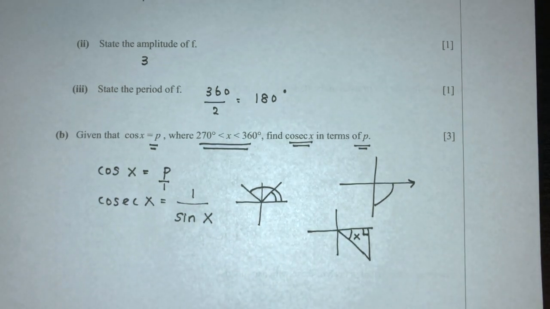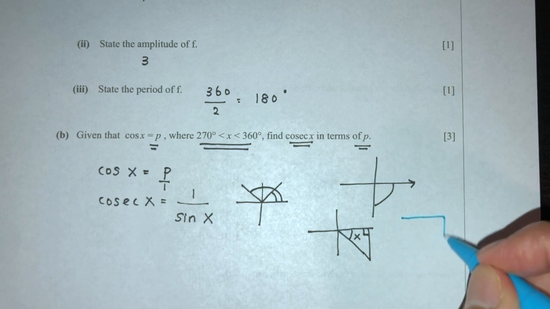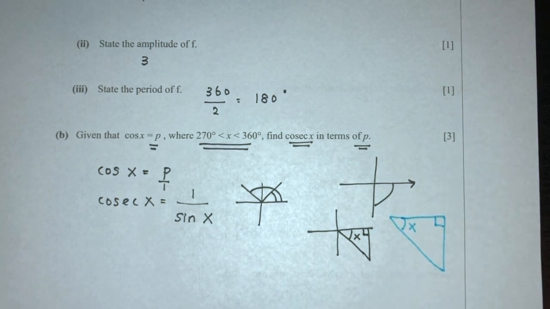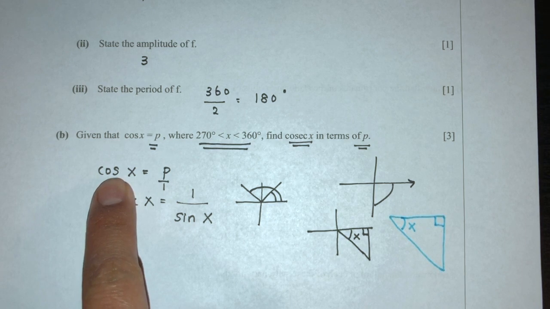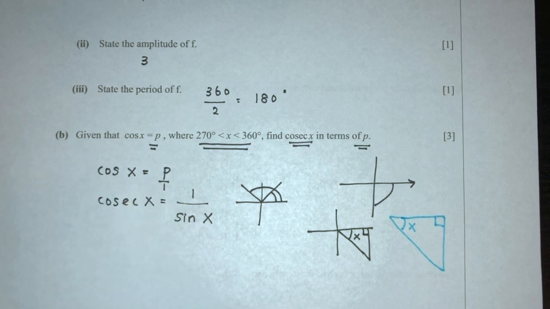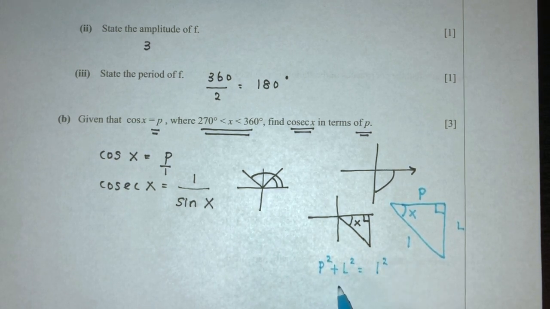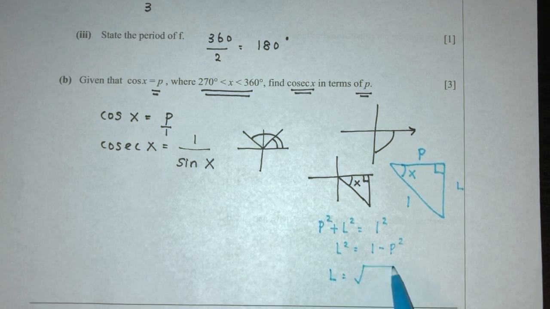Now let's play with that. So let's make this bigger. You have a triangle here. This is your angle x, 90. And cos is defined by a side, so adjacent over hypotenuse. Adjacent will be p. Hypotenuse will be 1. So how would you find this side? By using the Pythagoras theorem, right? So you will have to find out, let's call this one the side L. So p square plus L square is equal to 1 square. L square is equal to 1 minus p square. So L has to be root of 1 minus p square. Okay, that is your L side.